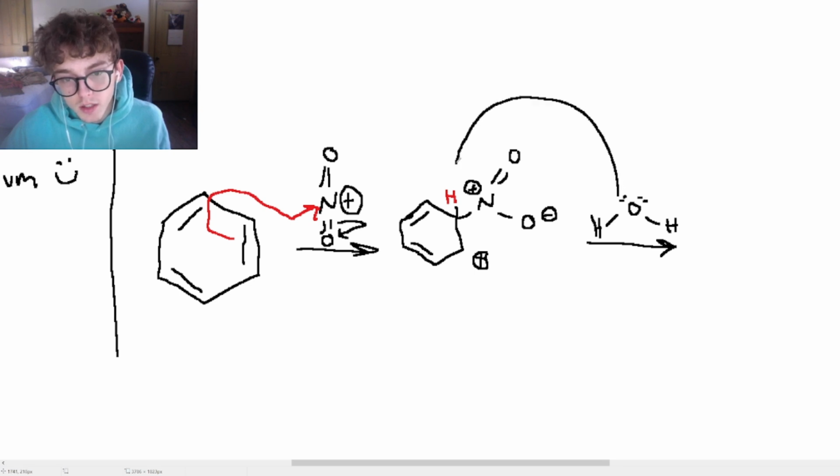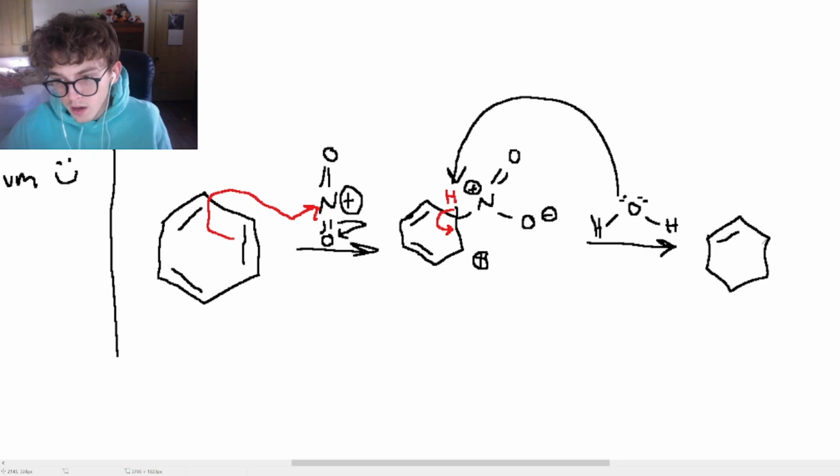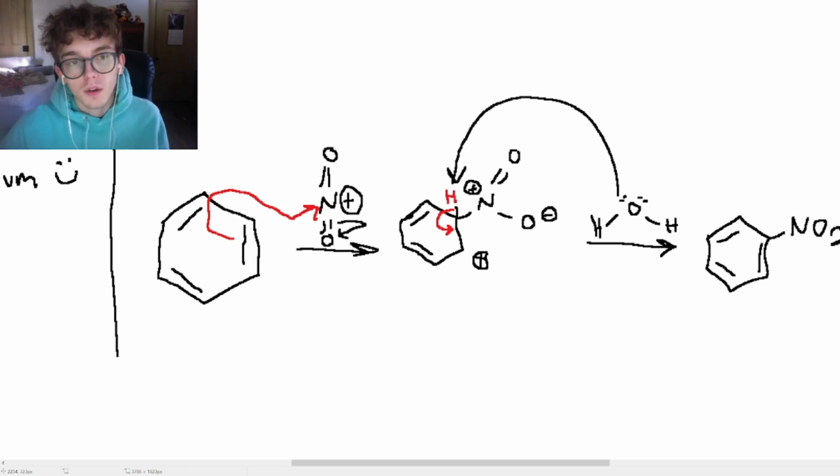I'm going to reach out to this hydrogen here, and I'll change the color to show that we're restoring aromaticity as the major important thing here. All right, and we have aromaticity and an NO2 group. Alrighty, that is the entire mechanism.